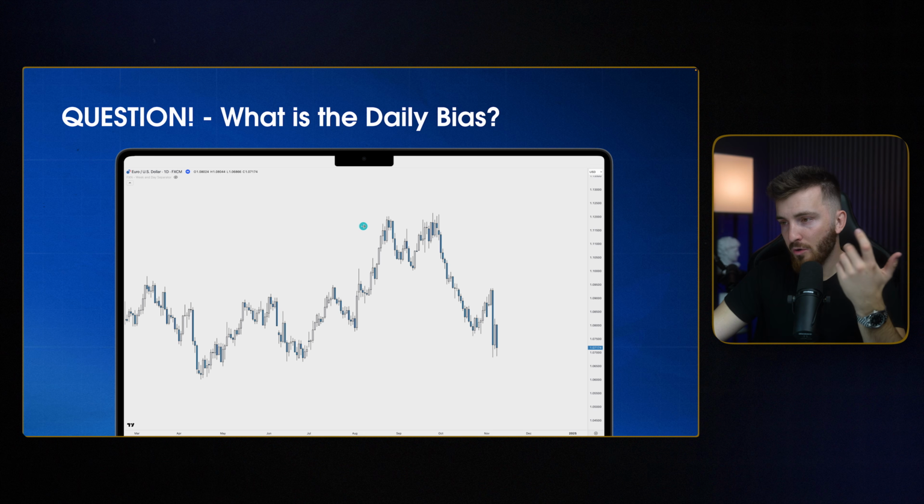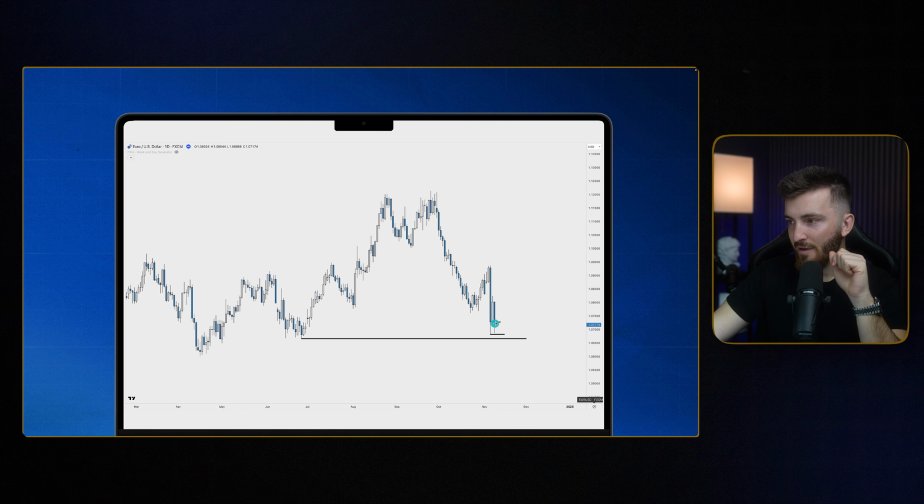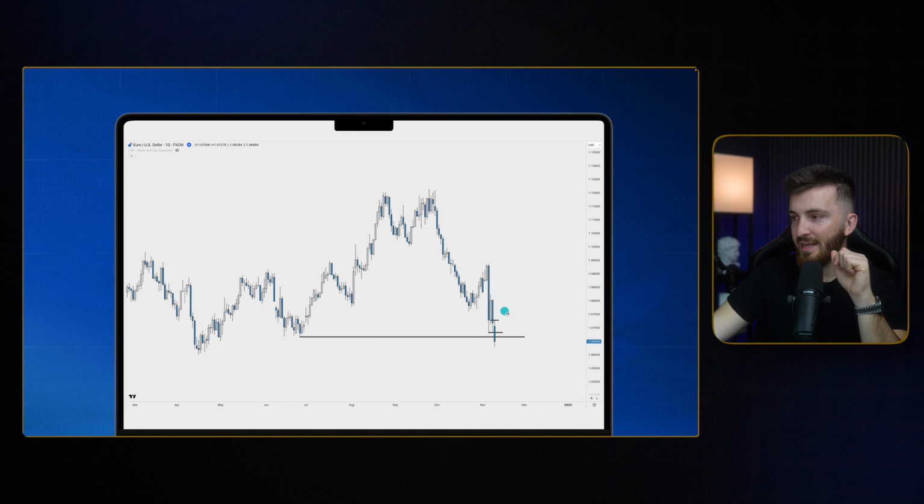Now on euro dollar, on FX, what is the daily bias? So we have move lower, move lower, move lower, moves higher, move lower. And now notice we have a market shift right there, followed by liquidity and liquidity that we can target. And that is what we targeted. We came beautifully to the order block and then we targeted the liquidity.